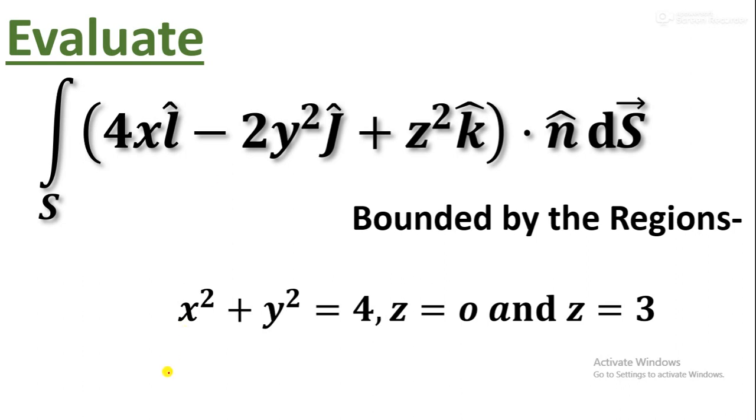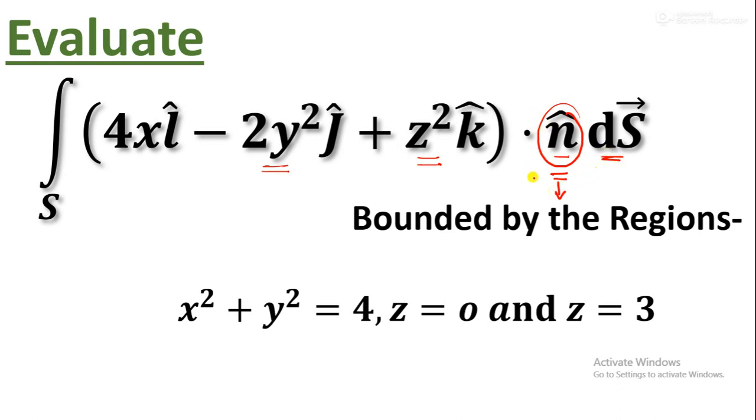In this question, a surface is given whose vectorial equation is 4x unit vector i minus 2y unit vector j plus z square unit vector k, in dot product with unit vector n. You will have to be very careful about these factors, because it is a vectorial integral process. You will have to know the directions as well as the product signs, and dS.